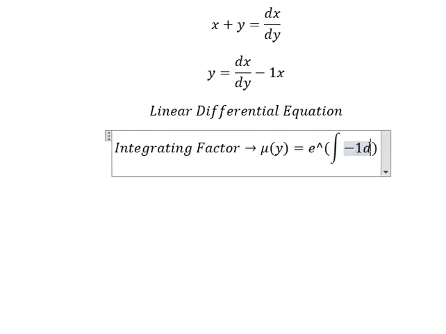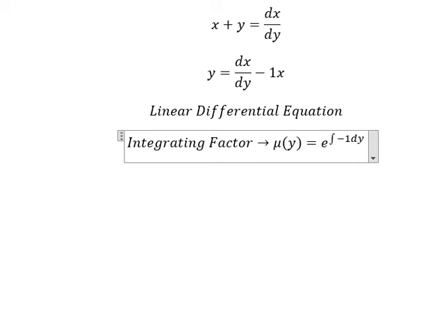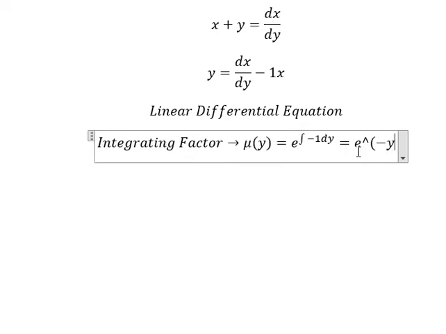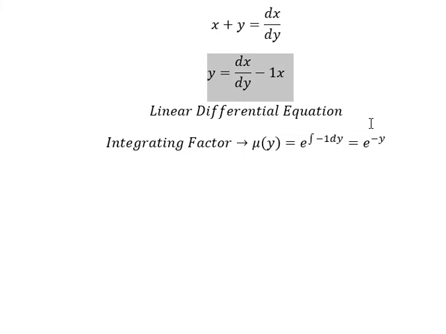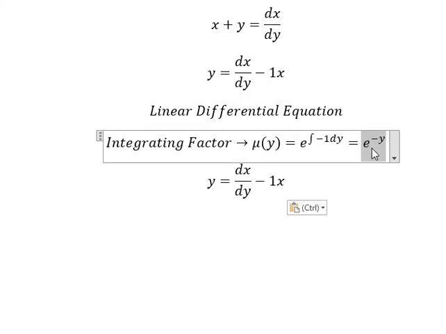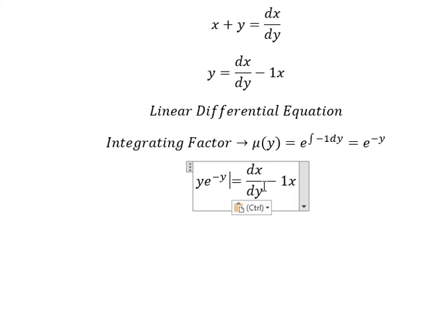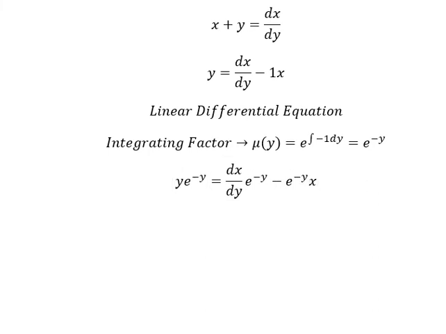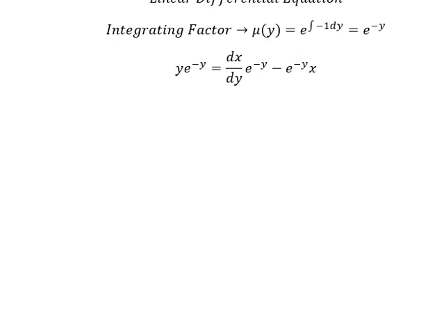Negative number 1 dy. And we have e to the power of negative y. That means we multiply both sides by this one. Next, we put the integration for the both sides.